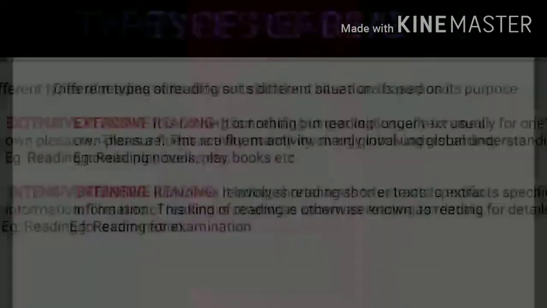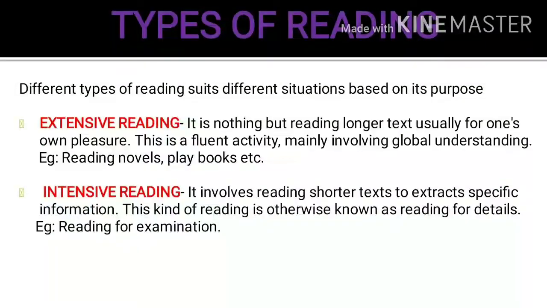Then the third one is extensive reading. Extensive reading is nothing but reading longer texts, usually for one's own pleasure. So it is pleasure reading, and this is a fluent activity mainly involving global understanding. For example, when you read a novel for pleasure, we are adopting the reading technique of extensive reading. It is for enriching our pleasure.